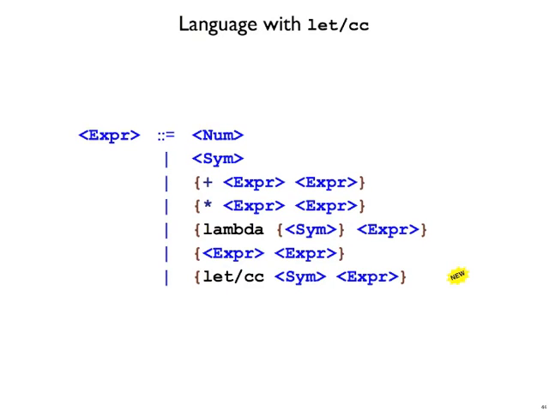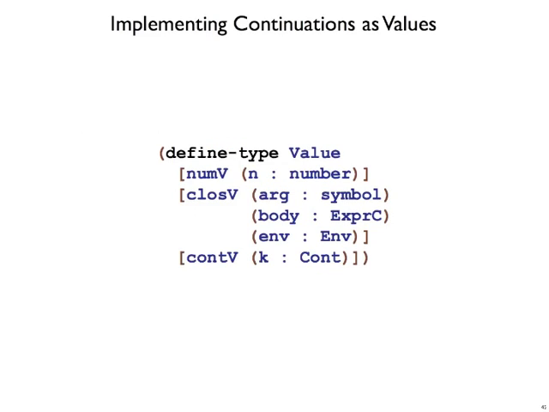Let's add letcc to our language. I'm going to go back to the interpreter with just lambda and add letcc as a new form, where we have an identifier that we're binding in the letcc and the body expression of the letcc. Since letcc binds an identifier to a new kind of value, we need a new variant of the value data type, continuation v, which has inside of it just a continuation.